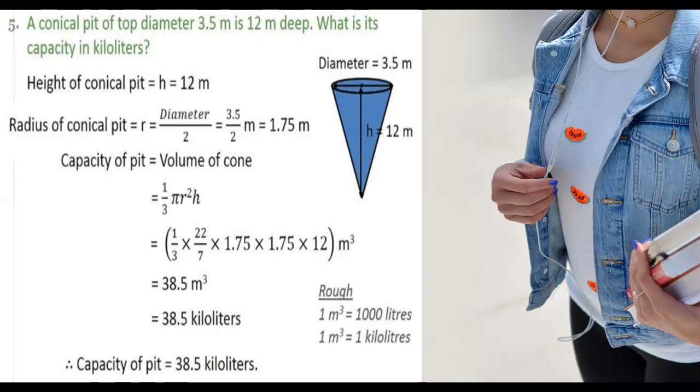So capacity of the pit is the volume of the cone, which is equal to 1 by 3 pi r square h. Now substituting the value of r and h, we get 38.5 meter cube. Now we need to convert this meter cube into kiloliters. We know that 1 meter cube is equal to 1000 liters or 1 kiloliter. So substituting 1 meter cube as 1 kiloliter, we get the capacity of the pit as 38.5 kiloliters.